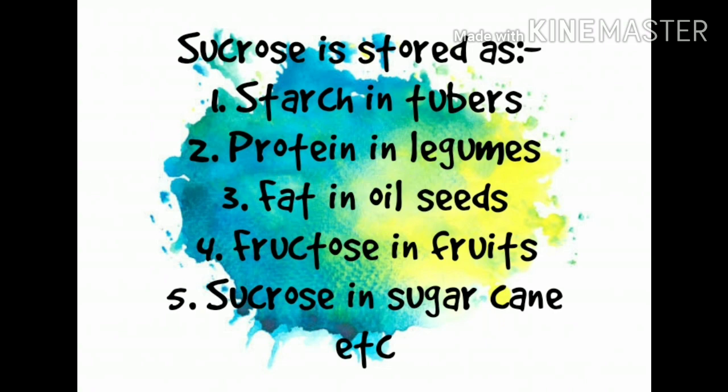In legumes, it is stored in the form of protein. In oil seeds, it is stored in the form of fat. In fruits, it is stored in the form of fructose. In sugarcane, it is stored in the form of sucrose, etc. Like that it goes. So this is the overall idea of what photosynthesis is.